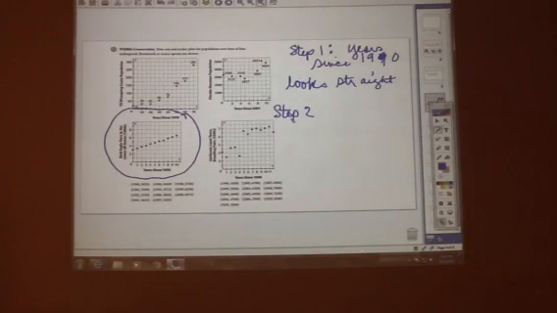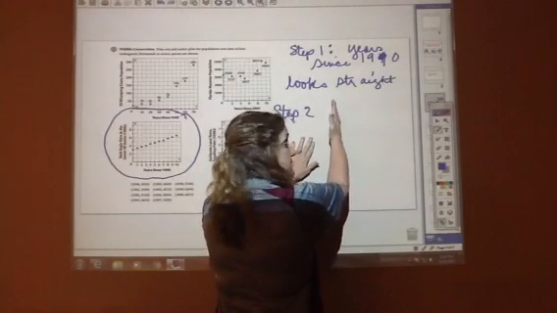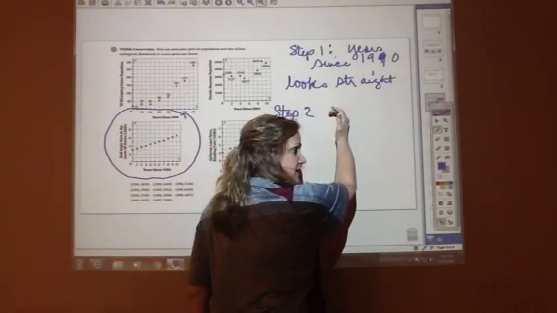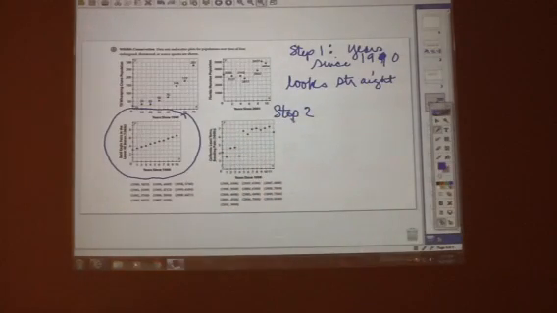When you get them in list 1 and list 2, then stop. Okay, go back to Stat. Move over to Calc. Go down, not to quadratic, not to exponential, but to linear. I think it's number 4. Hit enter.